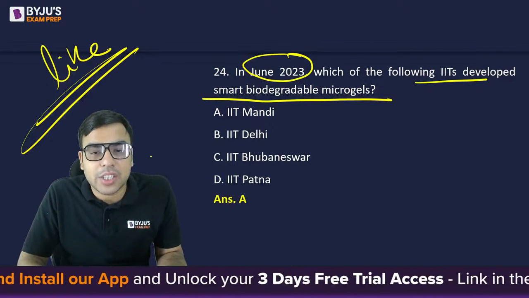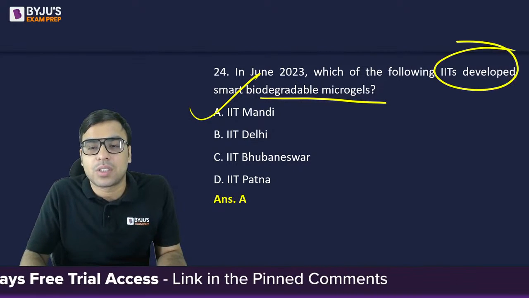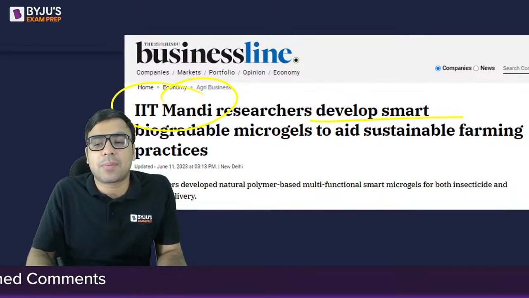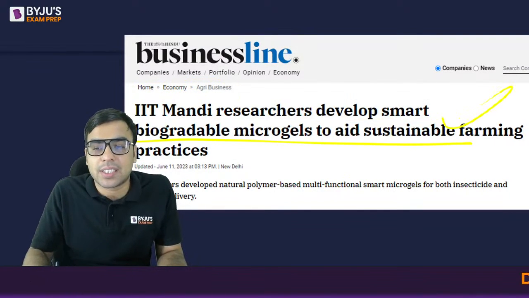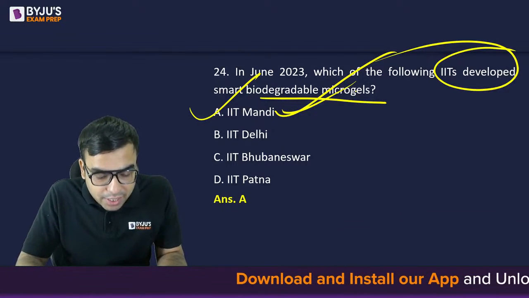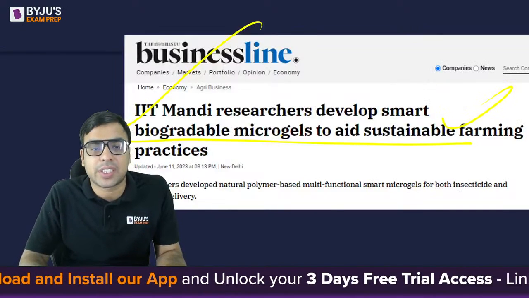So the right answer to this question is A. IIT Mandi is the right answer to this question. So just have an idea. Mandi is in Himachal Pradesh. IIT Mandi researchers develop smart biodegradable microgels to aid sustainable farming practices. The right answer is A. Yes, Gauri, Priya Chavan, Titishka Gupta, Nitika Singh is the right answer to this question.